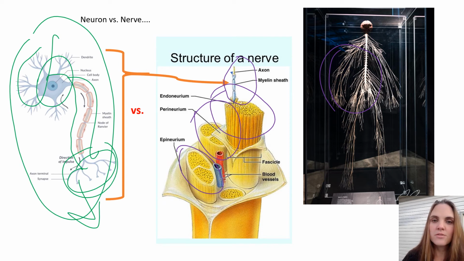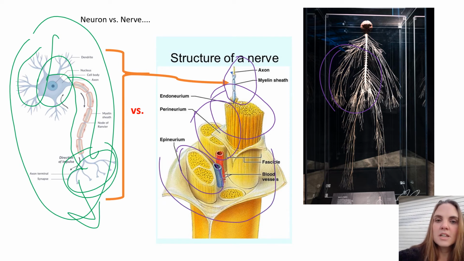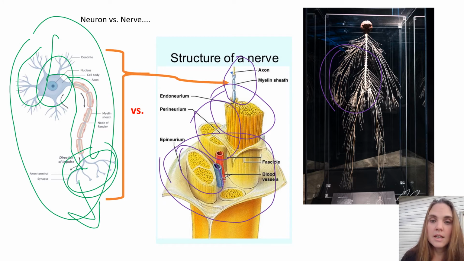And then those bundles of neurons are further grouped together in a larger bundle with blood vessels and surrounded by a sheath of connective tissue. And this is what a nerve is. So when we're talking about neuron versus nerve, I just want you to have a mental image and not mix the two up.